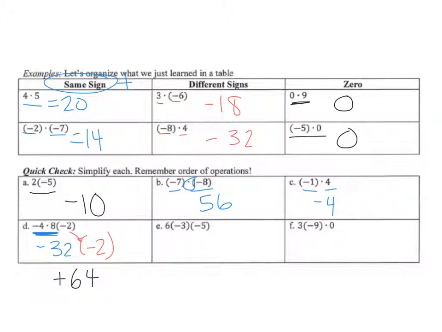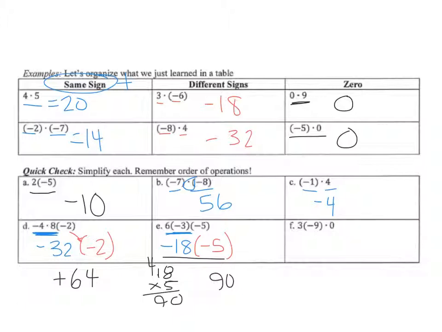Next, do order of operations. A positive times a negative, they have different signs. So it's negative 18 times a negative 5. So now I have to do 18 times 5. 5 times 8 is 40, carry the 4. 1 times 5 is 5 plus 4 is 9, so 90. So it needs to be a positive 90 because they're both negative.